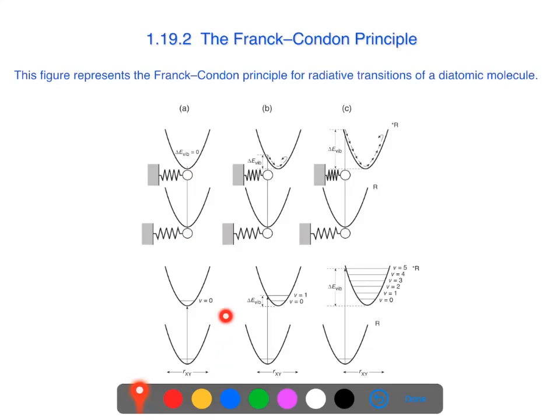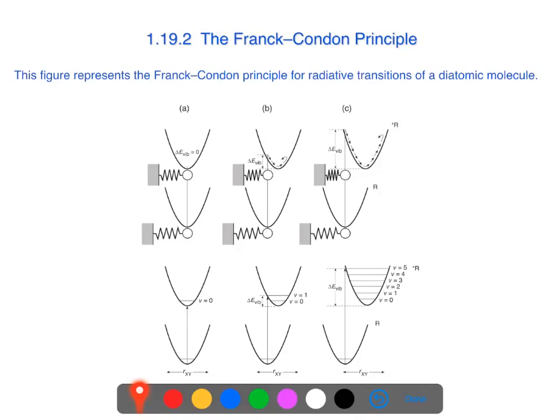In case A, the minima lie directly over one another. As a result, there is no excess vibrational energy produced by this electronic transition. And we see the largest overlap between the 0th level of the ground state and the 0th level of the excited state surface. In case B, the minima are slightly shifted with respect to one another, such that the largest overlap occurs between the 0th level of the ground state and the 1st level of the excited state. In this particular transition, some excess vibrational energy is produced.